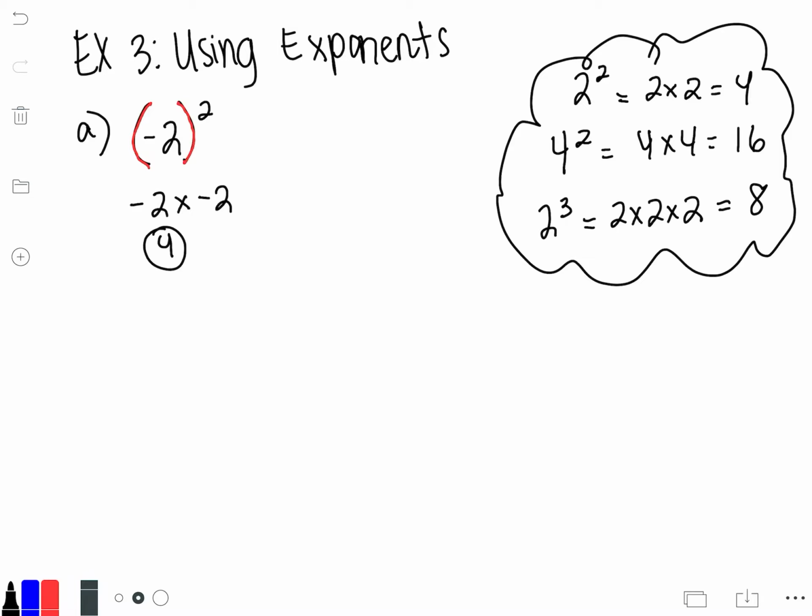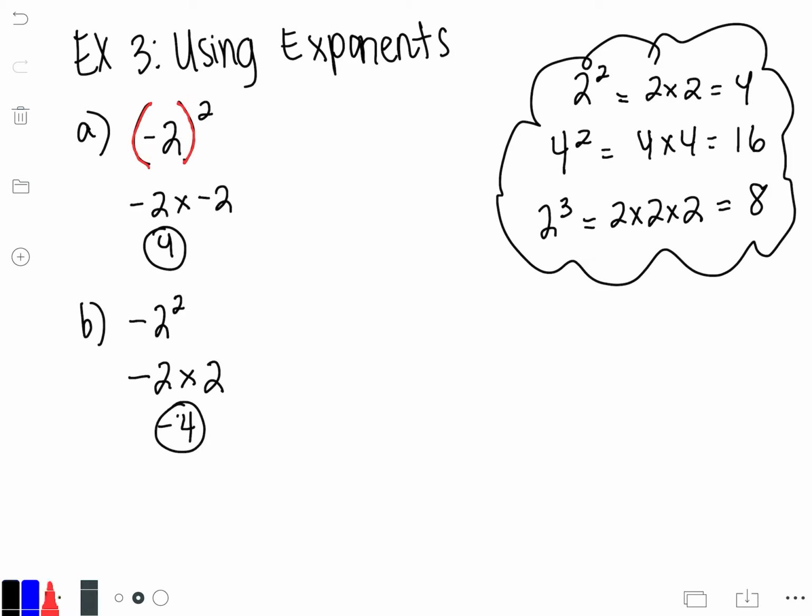So let me show you what it would look like if there were no parentheses. So here's example B. Let's say you just have -2 squared, like that. It's exactly the same problem, just one has parentheses and one does not. This one, example B, only has one negative sign. It would be -2 times a +2, which would then be a -4. So your answers are completely different.